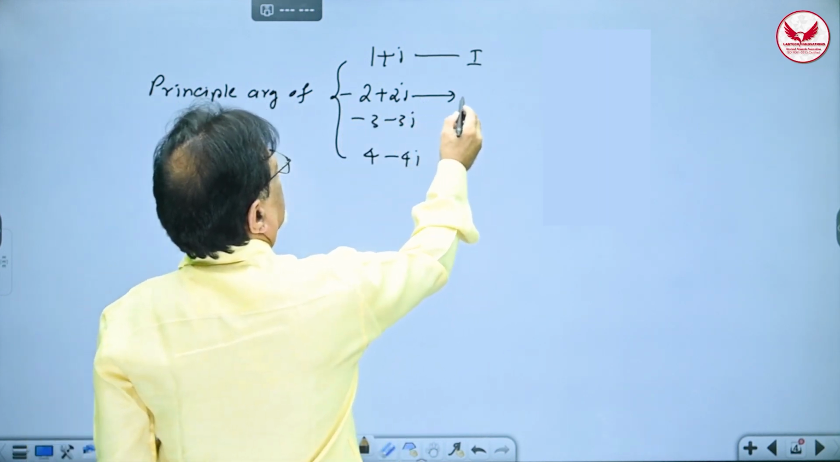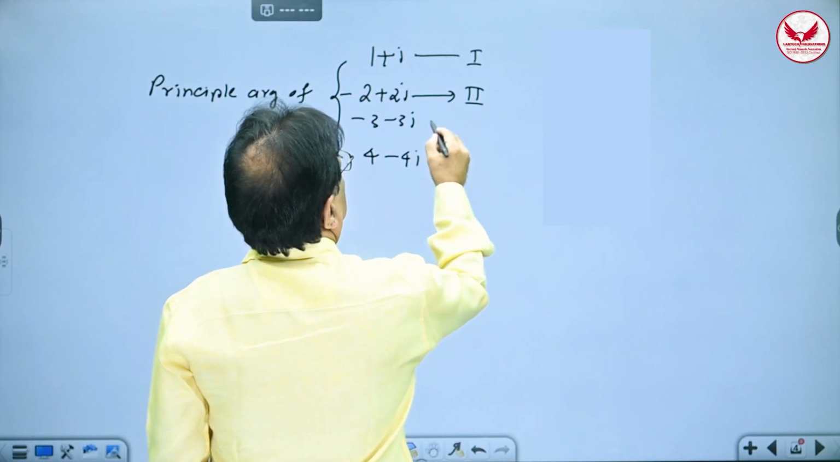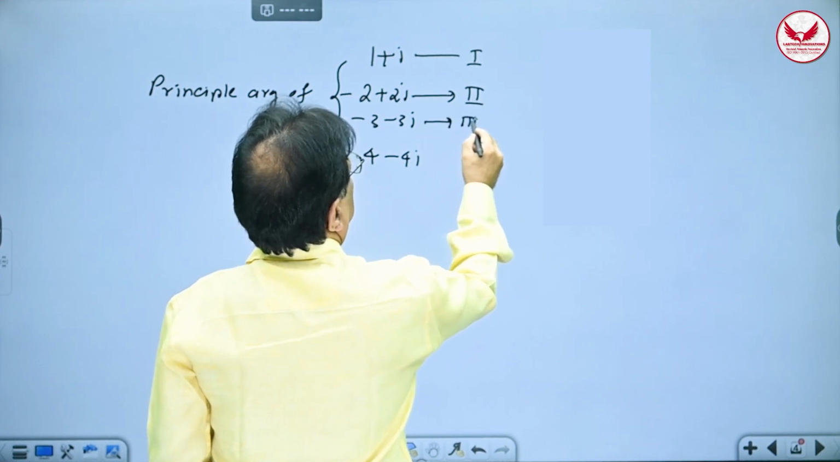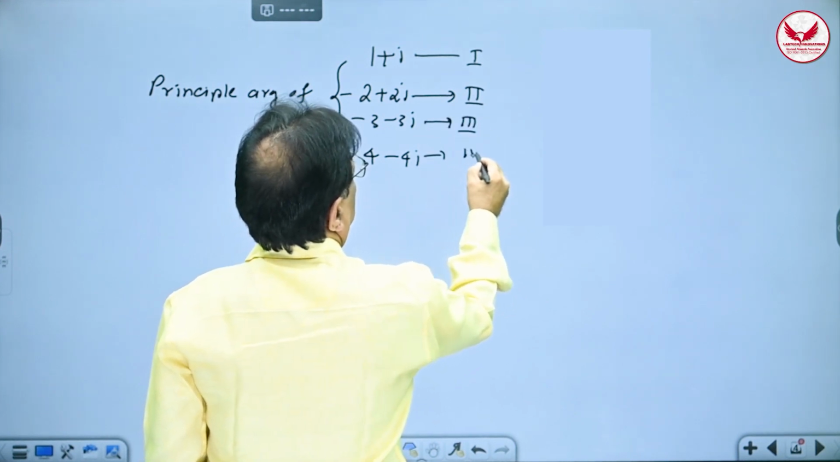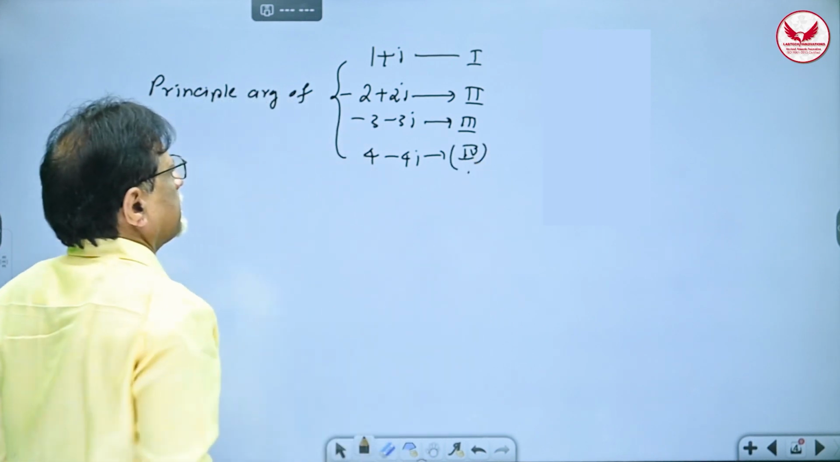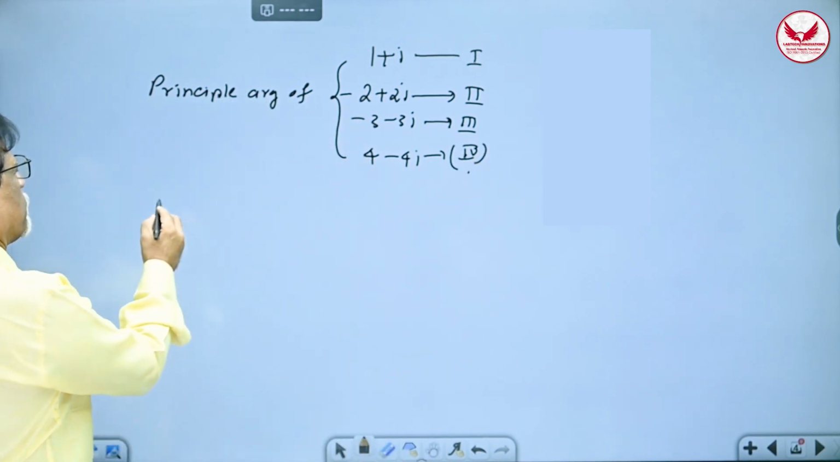I will take this as minus. So this will be in the second quadrant. This will be in the third quadrant. And this will be in the fourth quadrant. Correct. So now the first number.